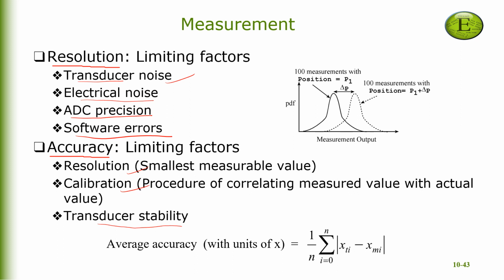So we're going to end this lecture by briefly describing how to calibrate the ADC. And remember, calibration is a procedure of correlating a measured value with the reference or the actual value. Let's take a look at an example. Let us try to understand how we can calibrate the microcontroller ADC.